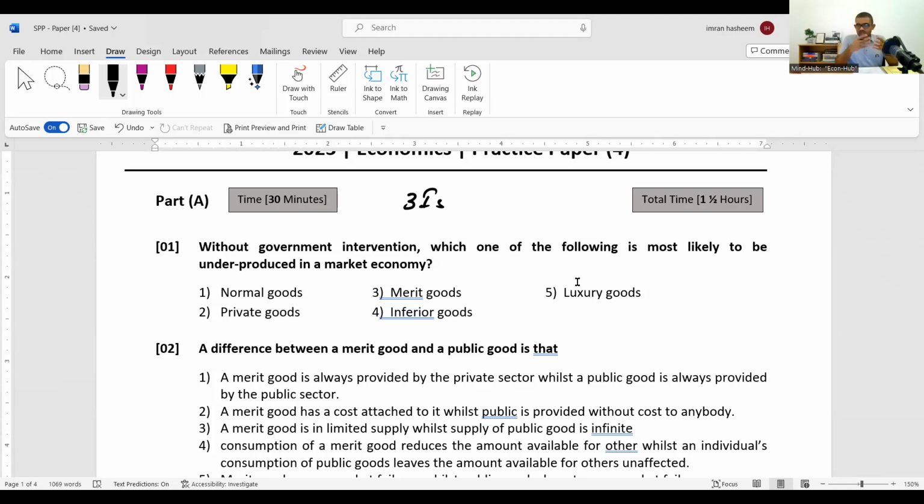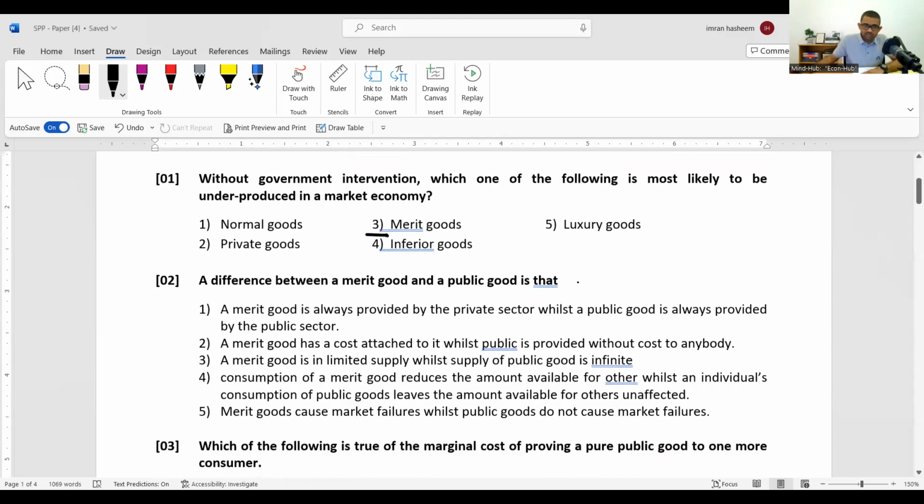Because the price mechanism does not consider externalities or social cost and social benefit, demerit goods are overproduced, with over-allocation of resources and allocative inefficiency. Merit goods are underproduced. We allocate less than the socially desirable amount of resources, therefore we produce less than the socially optimum level of merit goods. So the correct answer here is merit goods. Question 1, answer: merit goods.